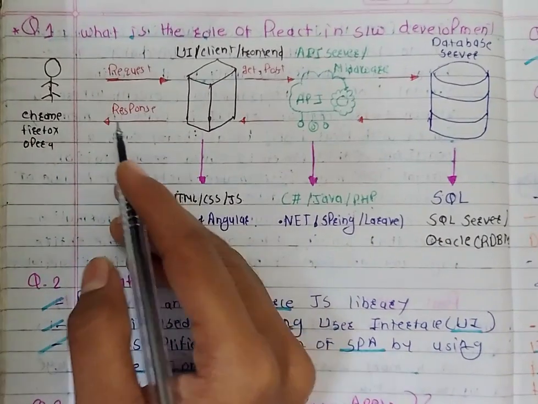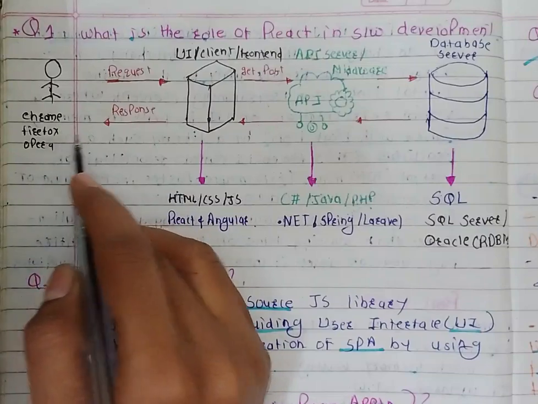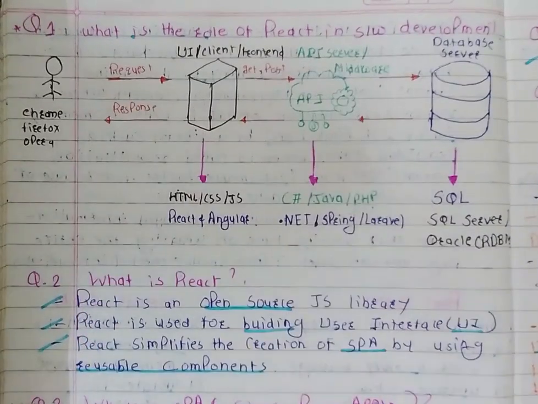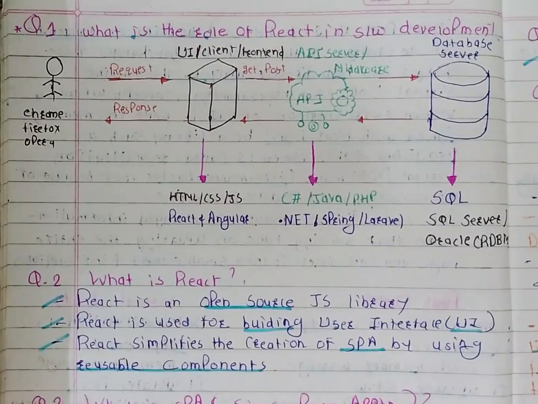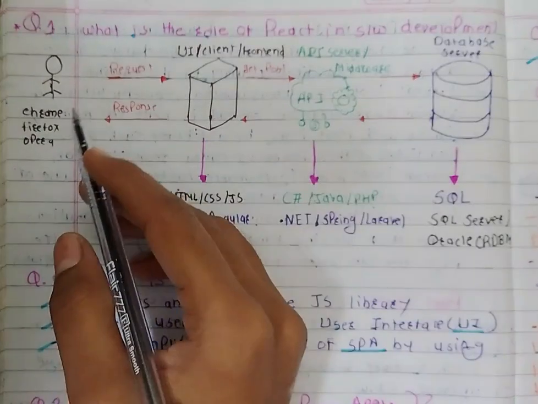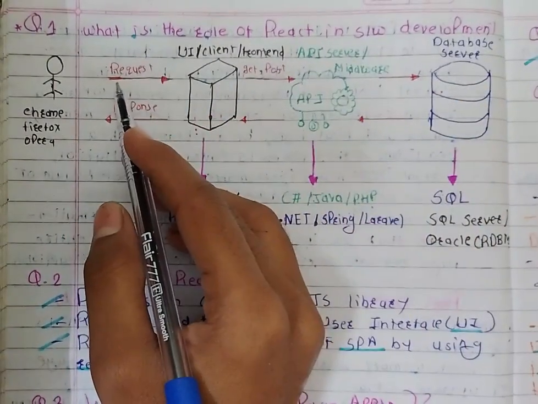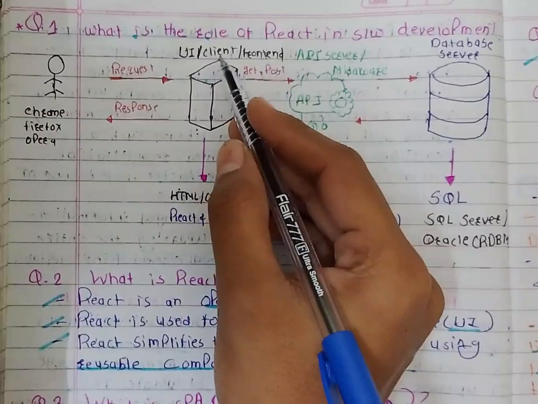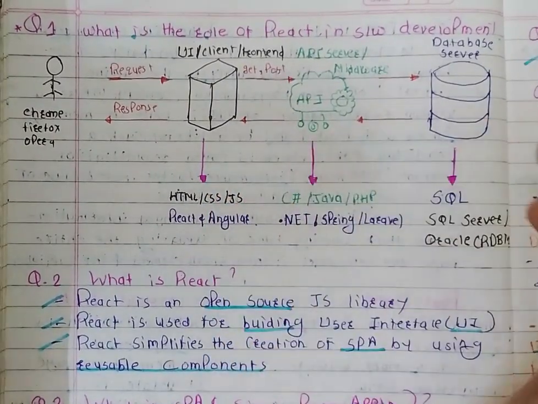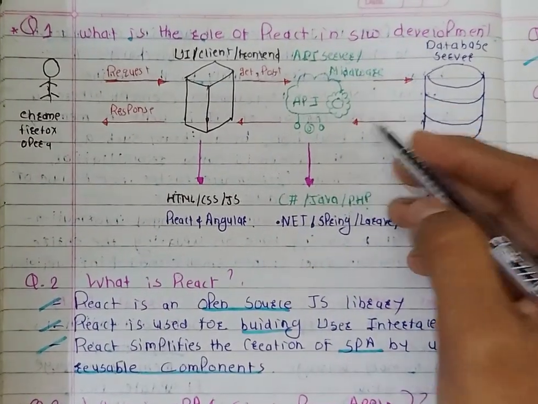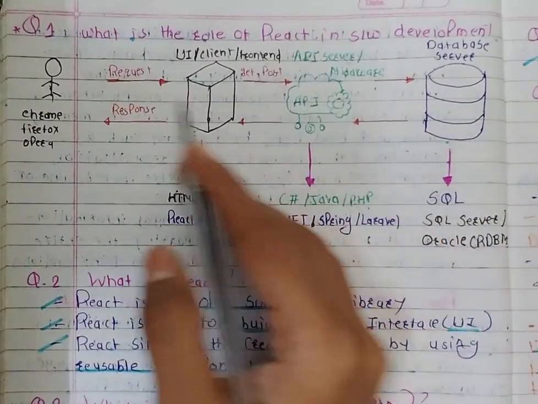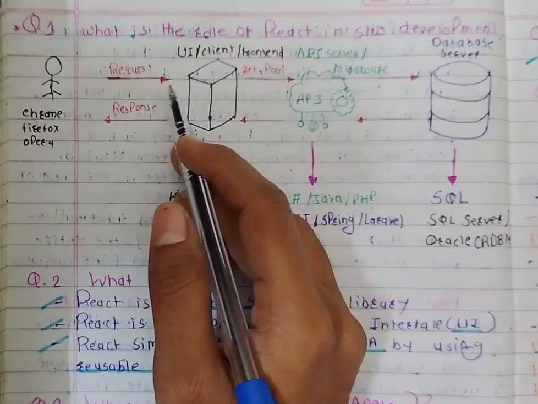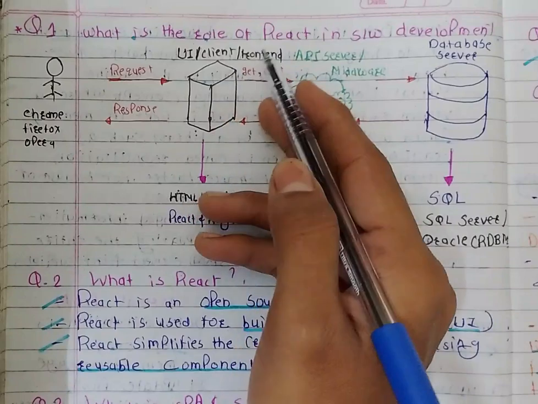First of all, this is the user, or we can say our Chrome, Firefox, or any browser. If there is a login form, or say a Flipkart website, what does it do? First of all, it sends a request with the help of the browser to the UI client. This is our whole front end, this is our back end, and this is our database. So first, the user sends a request to the client.